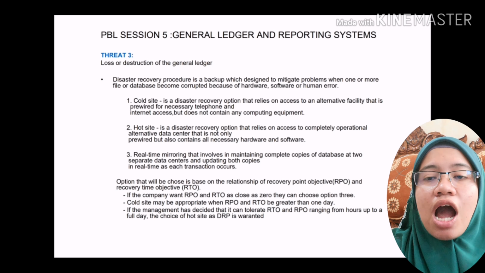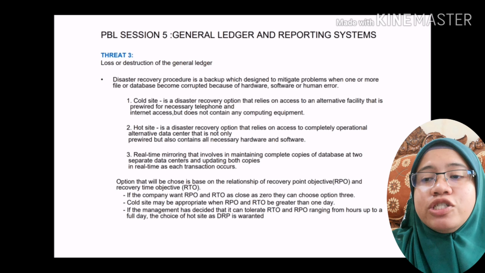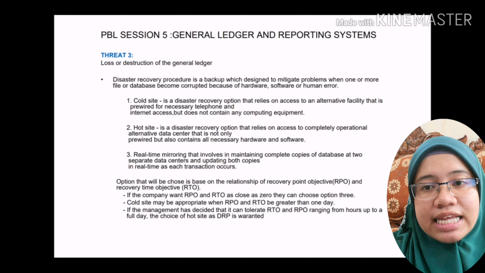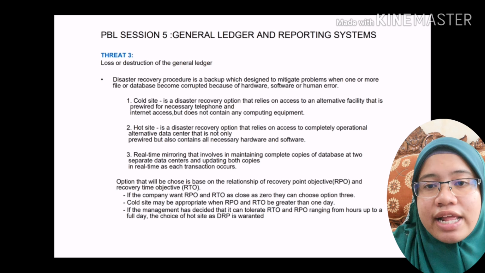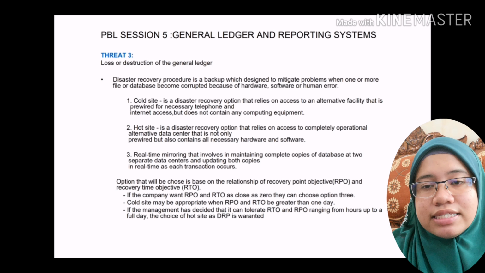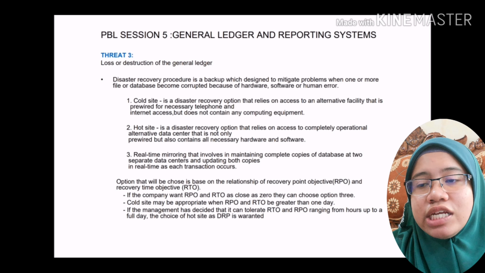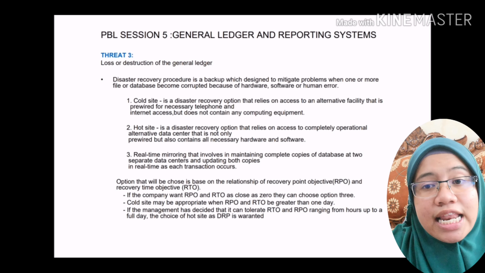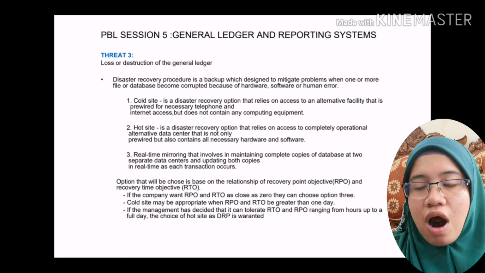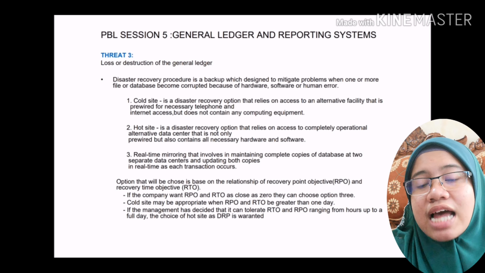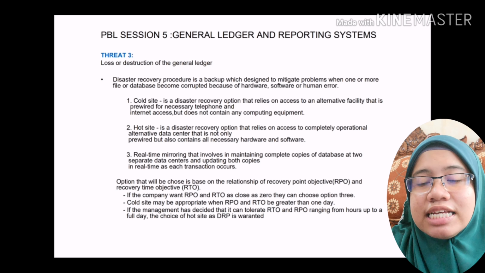If a company wants RPO and RTO as close to 0, they can choose option 3. This type of company needs to continue functioning no matter what happens to their data, such as airlines. A cold site may be appropriate when RPO and RTO are greater than 1 day. And if the management has decided that it can tolerate RTO and RPO ranging from hours up to a full day, the choice of a hot site as DRP is warranted.